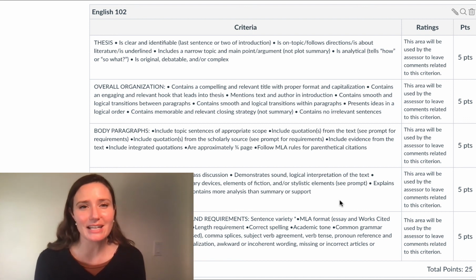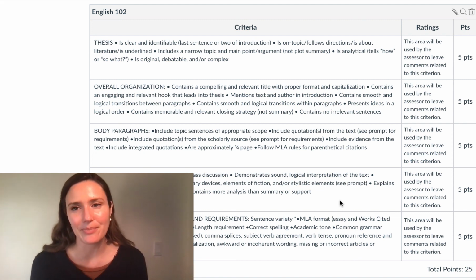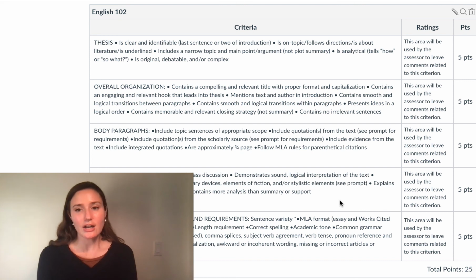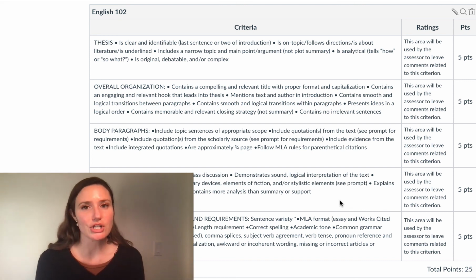That's 100%. A 24, a 23, those are also A's. That is a very, very good score on an essay. And then, of course, to find your actual score, right, you multiply by 4, or you can just divide the number.